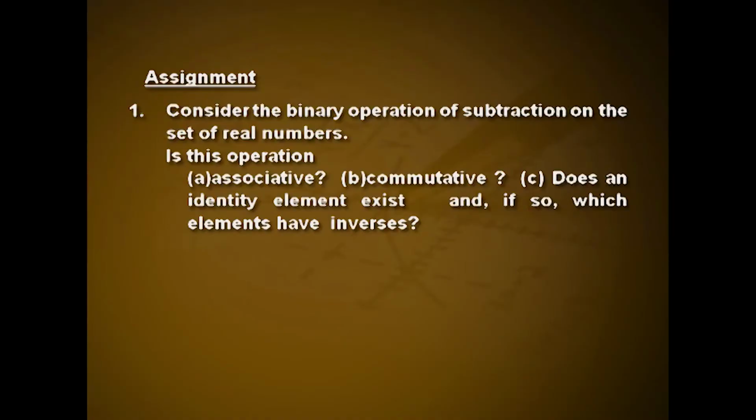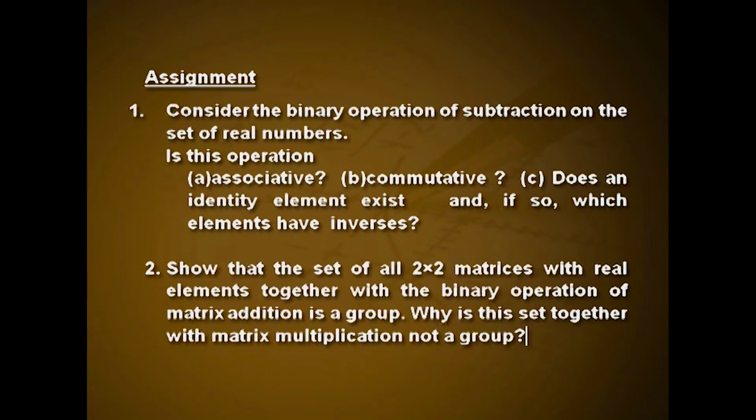The following are some assignment problems. First one, consider the binary operation of subtraction on the set of real numbers. Is this operation associative, commutative, and does an identity element exist, and if so, which elements have inverses? Second problem, show that the set of all 2 by 2 matrices with real elements together with the binary operation of matrix addition is a group. Why is this set together with matrix multiplication not a group?